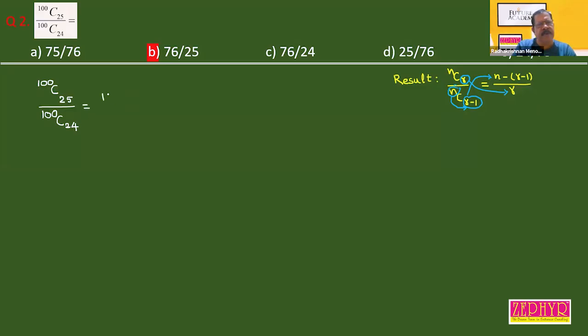Numerator will be 100 minus 24. Denominator is 25. So 100 minus 24. Okay. And this 25 will be appearing here. Like that. Okay. So answer is 76 divided by 25. So this formula, even though you might not be studying in your 11th standard syllabus, you should remember this result. It's very important.